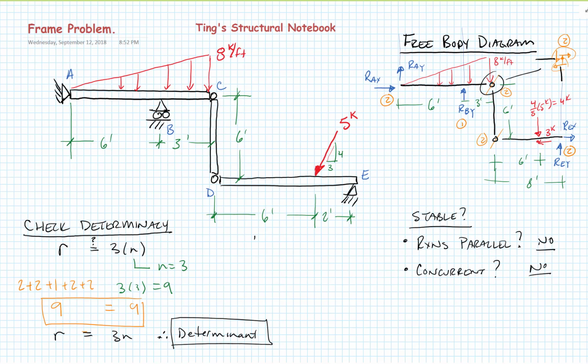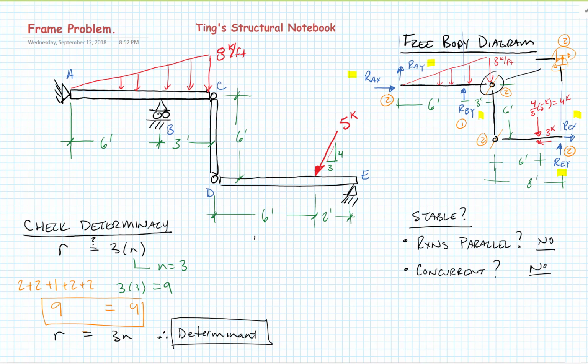So, picking up from where we left this problem off, we determined that this problem was stable and determinate, and now our goal is to solve for our unknown reactions. So the first thing I look at is the free body diagram that we've already drawn here. And I can see we've got 1, 2, 3, 4, 5 unknown reactions. I have a single free body diagram, so I have too many unknowns.